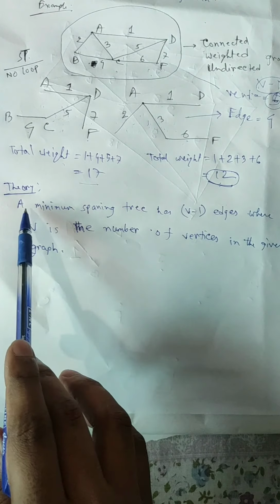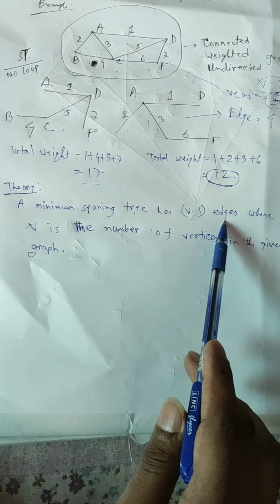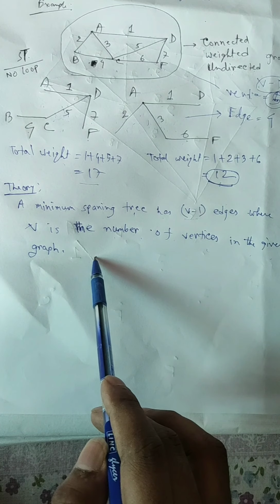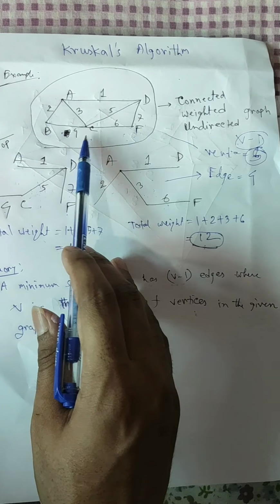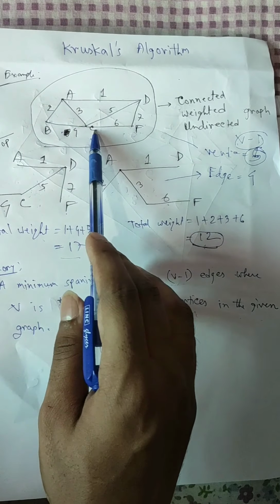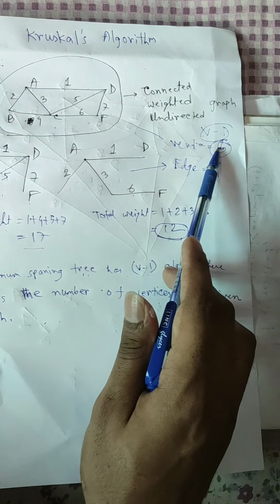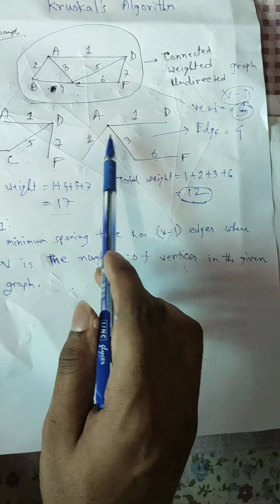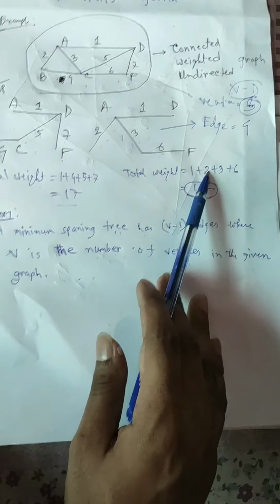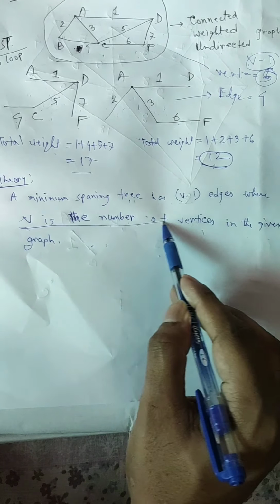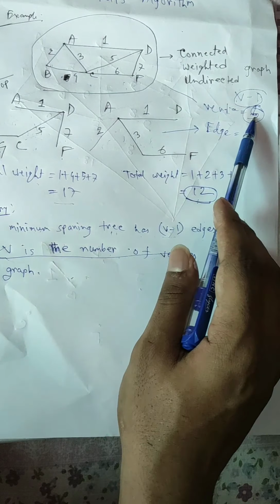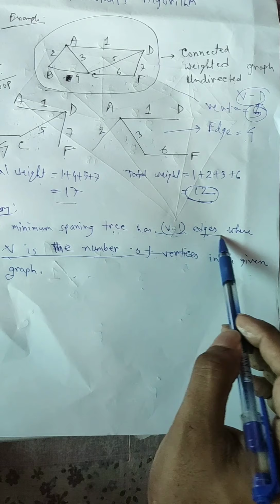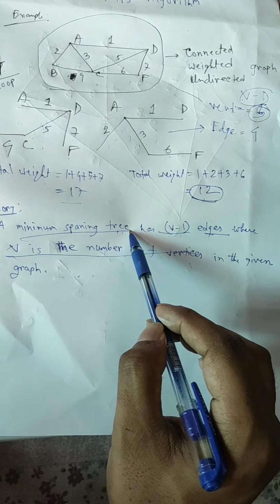Another theory is that a minimum spanning tree has v minus 1 edges, where v is the number of vertices in the given graph. In the given graph the number of vertices is 1, 2, 3, 4, 5, and the number of edges of this minimum spanning tree is 1, 2, 3, 4. So v is the number of vertices. The number of vertices is 5 and the number of edges is 4. So v minus 1 edges exist in the minimum spanning tree.